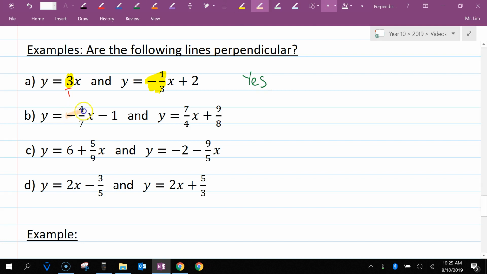Question B. Minus 4 over 7, positive 7 over 4. Yes, they are perpendicular. Question C, 5 over 9, negative 9 over 5. Yes, they are perpendicular. Question D, 2 and 2. No, they are not perpendicular. In fact, they are parallel. Okay, remember we're only looking at the gradient.